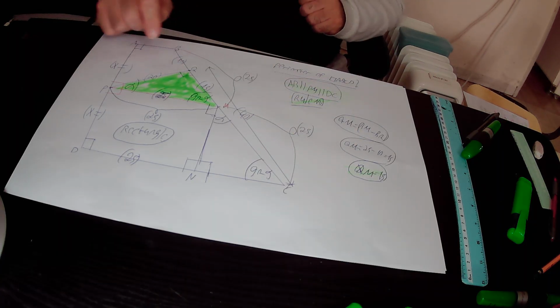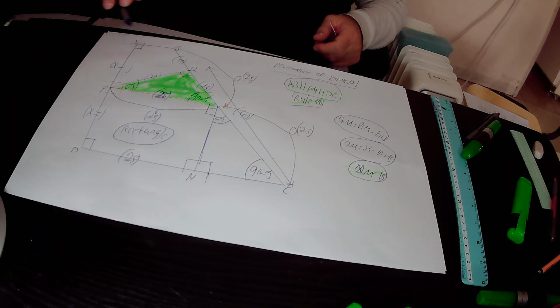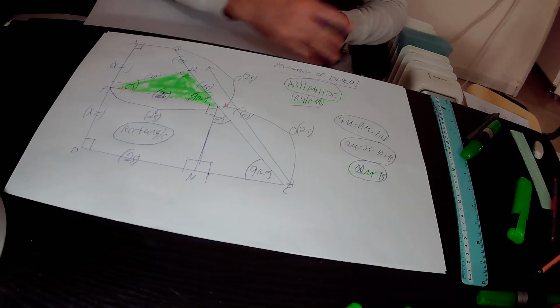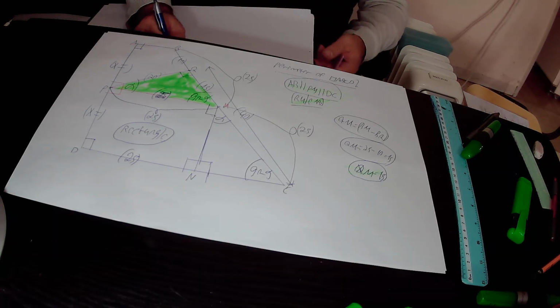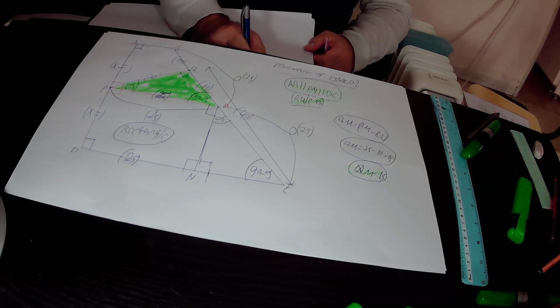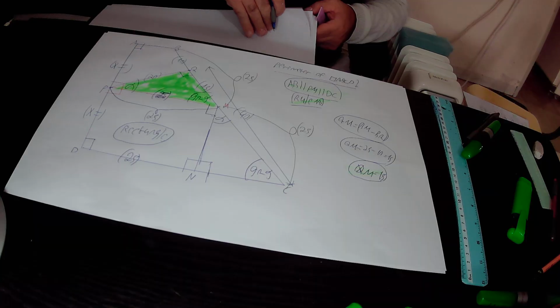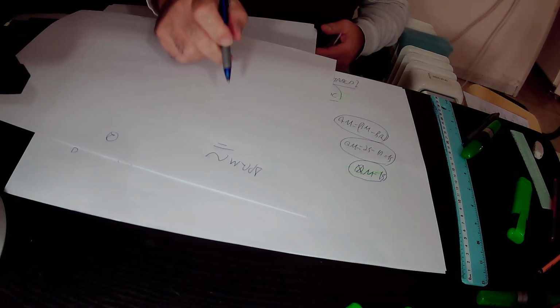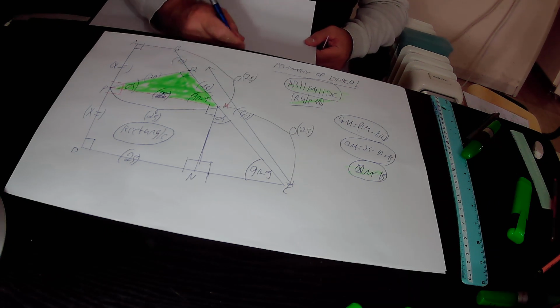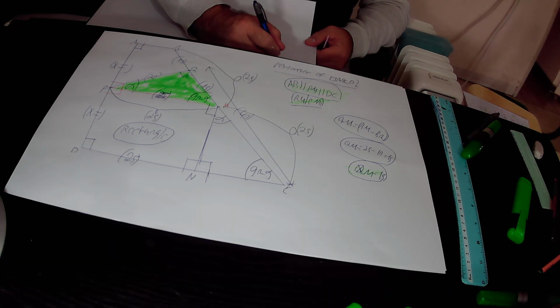So I write it now. This is the right triangle PQM. This is the sign of congruent to this lower right triangle MNC according to the angle side angle rule.